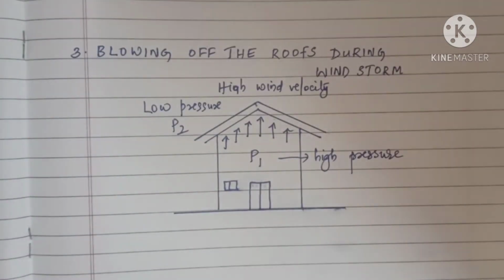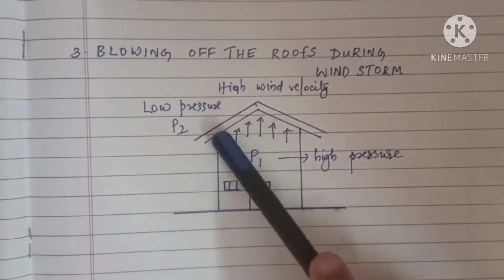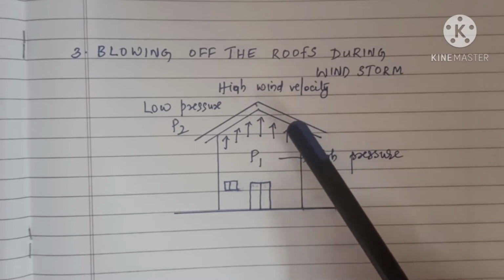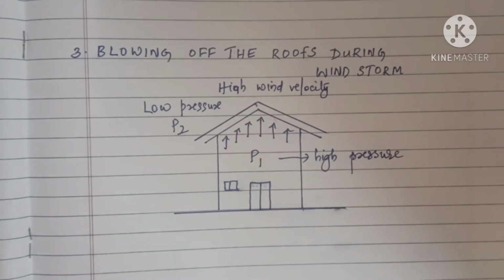So next is blowing off the roofs during windstorm. That means during certain windstorms or cyclones, the roofs of some houses are blown off without damaging the other parts of the house. This roof part will get blown off when a huge windstorm or cyclone happens. This can be explained in accordance with Bernoulli's principle.